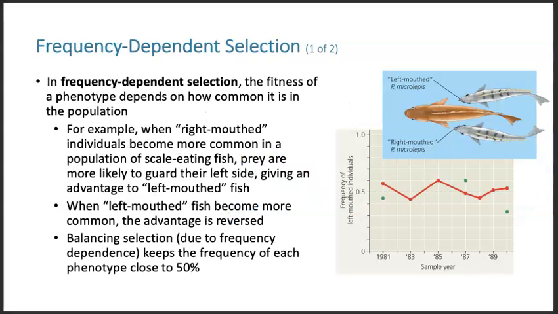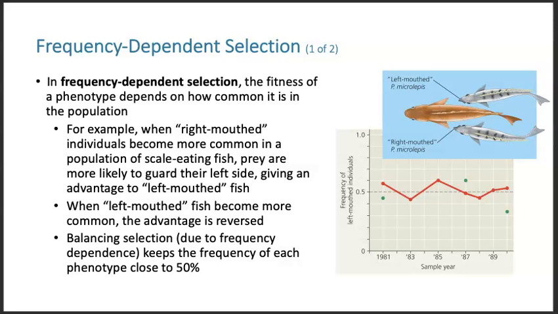The other type of balancing selection is frequency-dependent selection. And this is such an interesting idea. So frequency-dependent selection is where the fitness, remember that's the reproductive success, right? The fitness of a phenotype depends on how common it is in that population. So this is such a cool example.